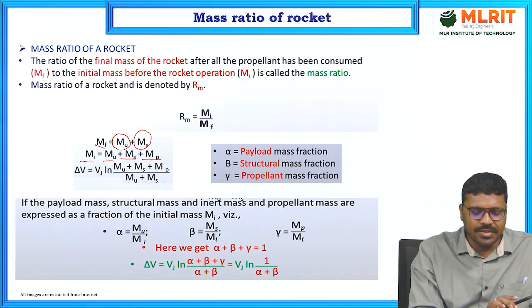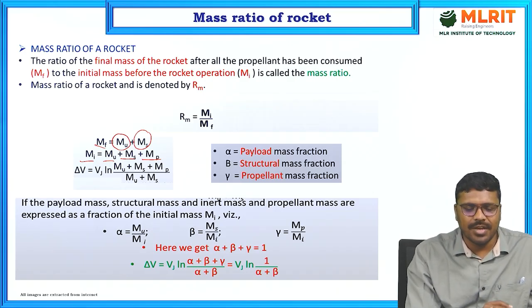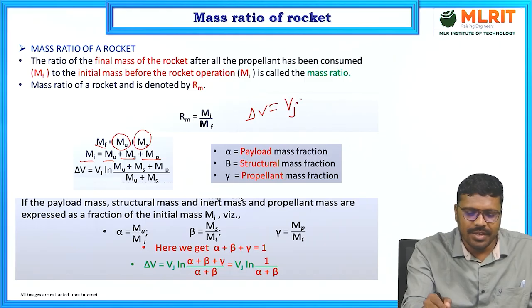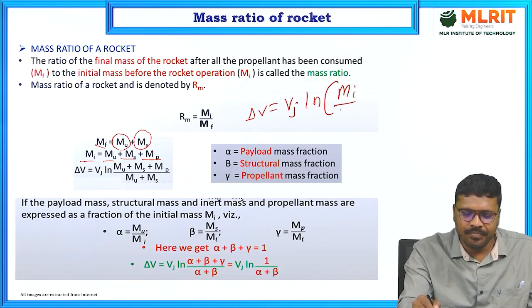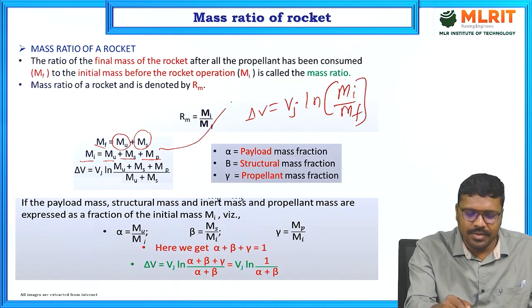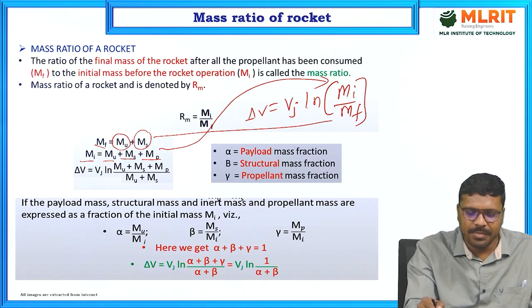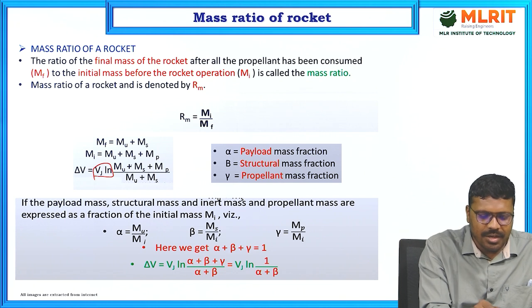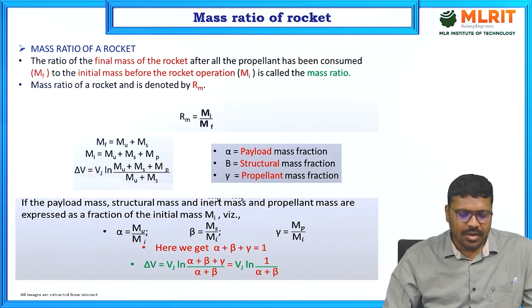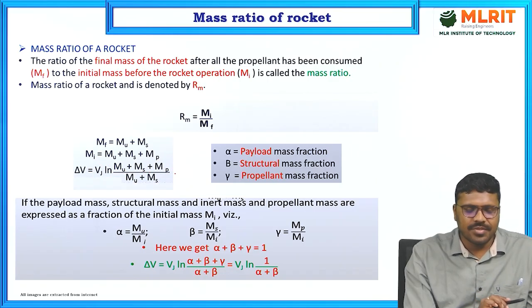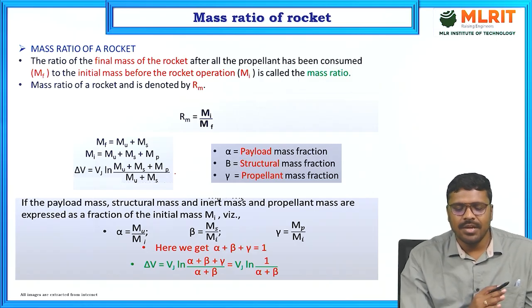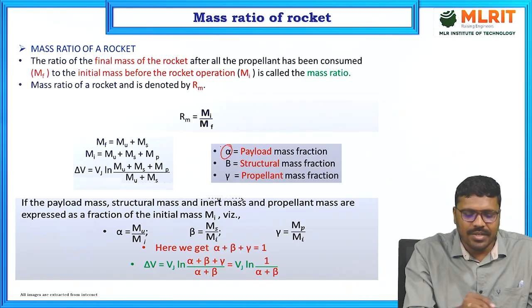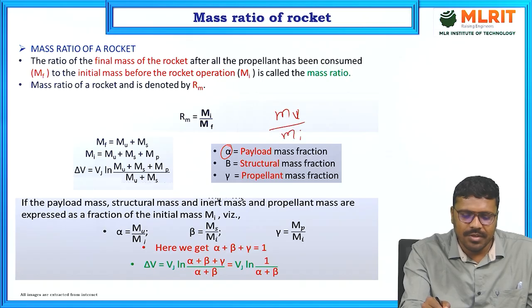Okay, if I substitute this in the velocity increment, delta V is equal to Vj ln mi by mf, with mi in the numerator and mf in the denominator. Then I will get delta V is equal to Vj log of initial mass, mu plus ms plus mp, divided by the final mass of the rocket, that is mu plus ms. And here we can write this in terms of payload mass fraction, structural mass fraction and propellant mass fraction. We consider alpha as the payload mass fraction, that is payload mass mu divided by the initial mass.